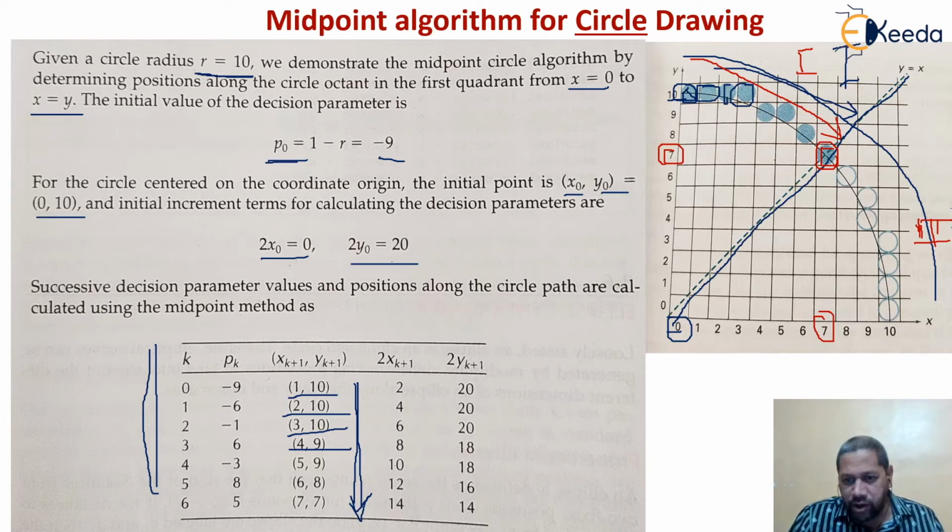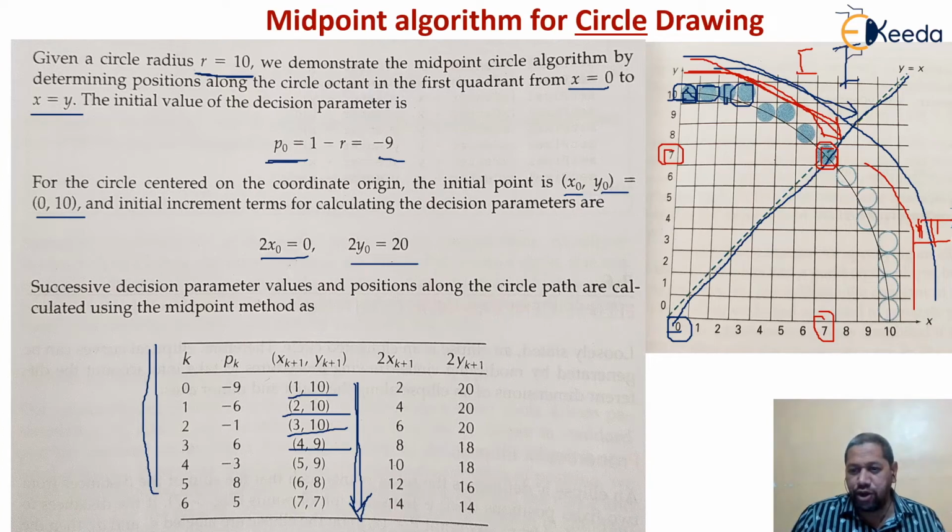Now if I reflect all these points, once I get one octant, my computation time is reduced. In the midpoint algorithm, computation time is reduced. Why is it reduced? Because I have to calculate only the circle pixels on one octant, and once I get this octant, I will reflect all these points and get the other octant. That is why it is shown in dotted line.